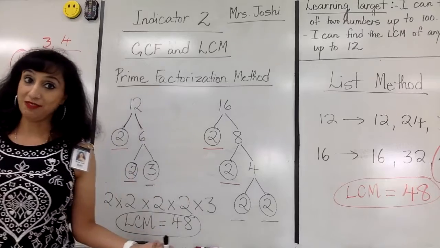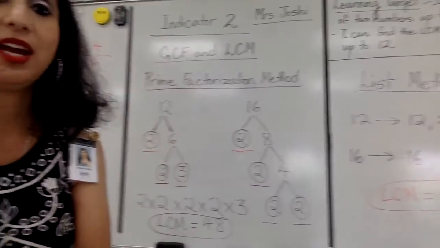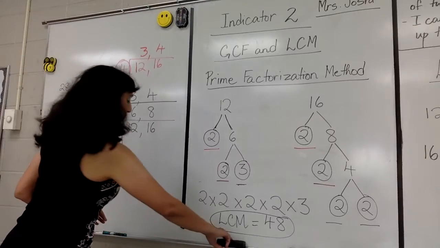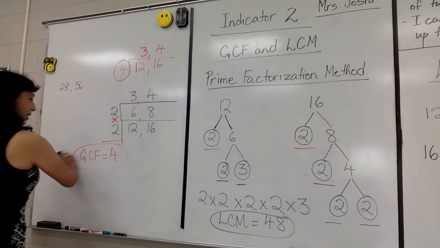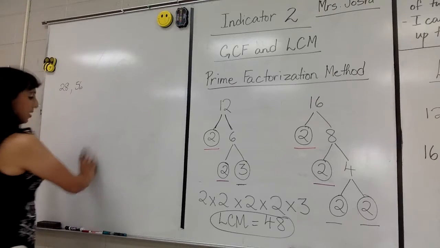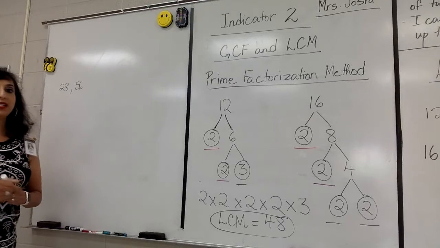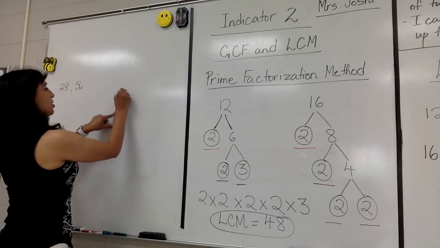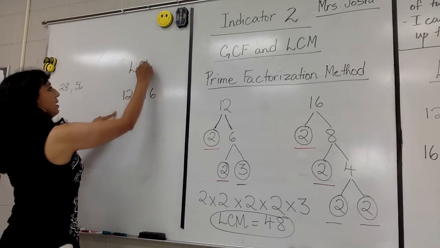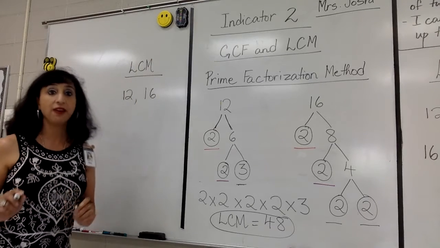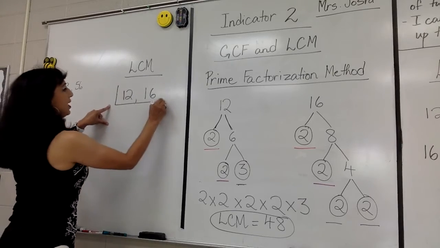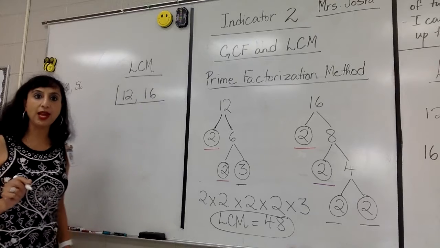Now, my personal favorite again, because it goes quick and fast, I'm going to try to move this camera in this direction so you can see. Now, we are going to do something like this, but it's going to be downwards. Okay? It's going to be downwards. So if I say 12 and I say 16, we're trying to find the LCM now, not the GCF. Okay? So we are going to do the upside down division.